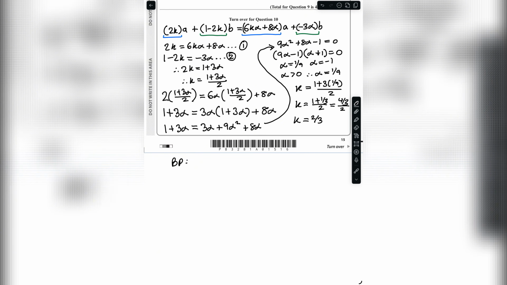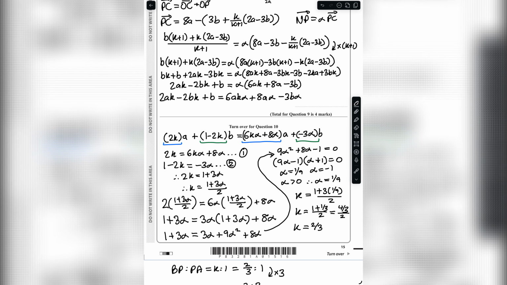And since we stated that the ratio of BP to PA is k to 1, we can state that this equals 2 over 3 to 1. And when we multiply this ratio by 3, we get 2 to 3. So the ratio of BP to PA is 2 to 3.